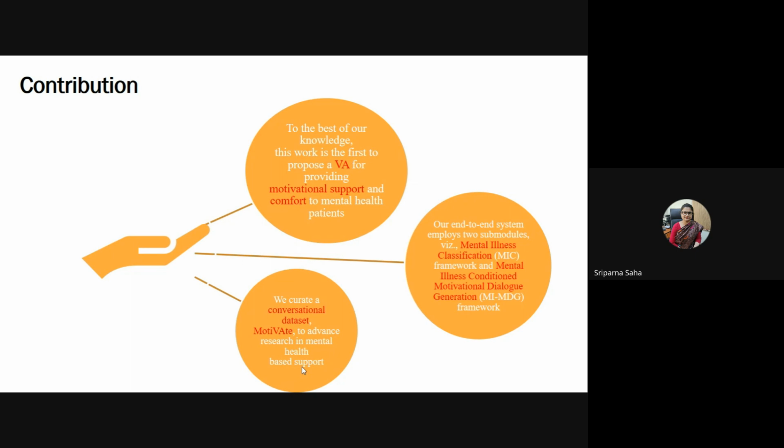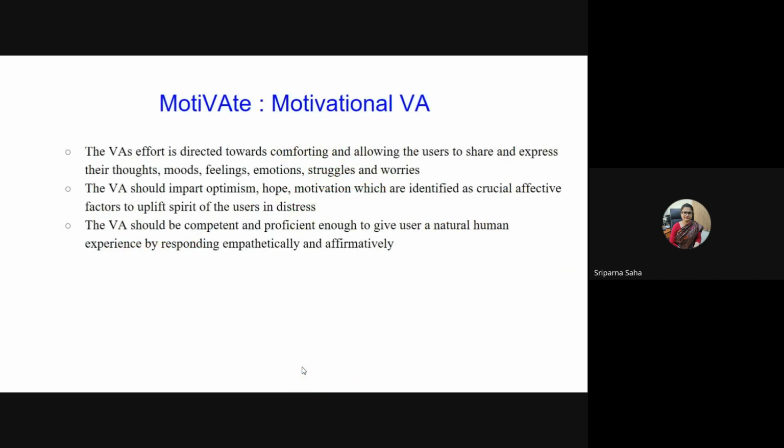So we created our own dataset, which is called MotiVAte. This MotiVAte dataset is a conversational dataset to advance research in mental health based support. Here, the VA's effort is directed towards comforting and allowing the users to share and express their thoughts, moods, feelings, emotions, struggles, and worries.